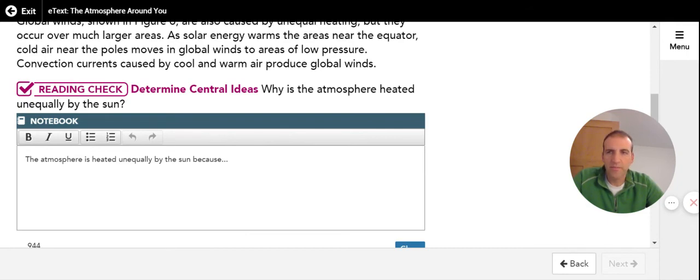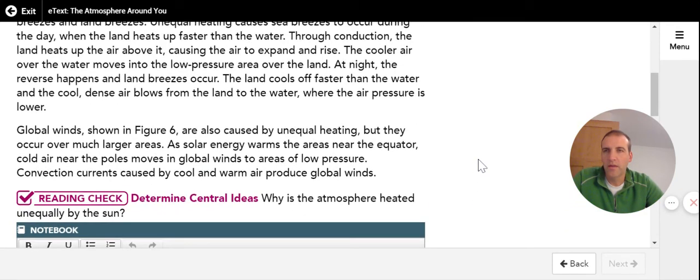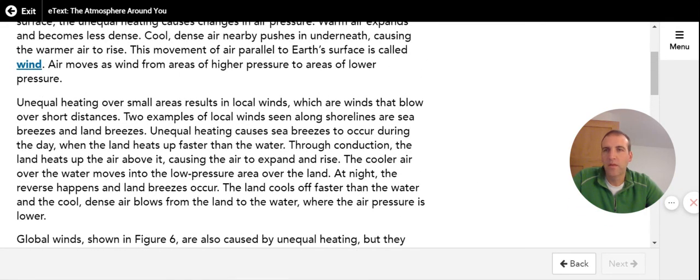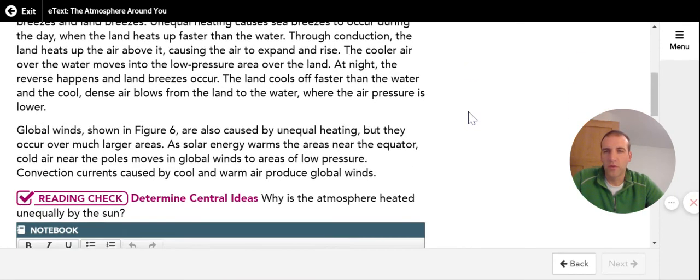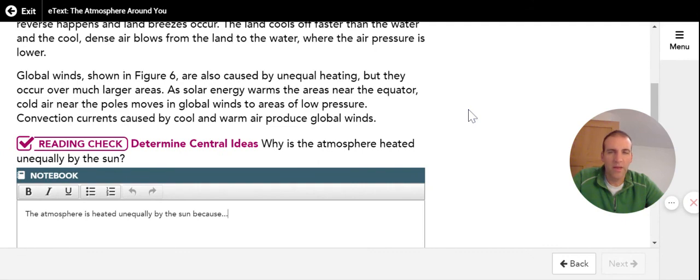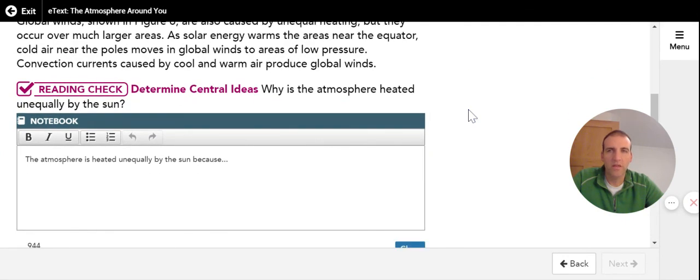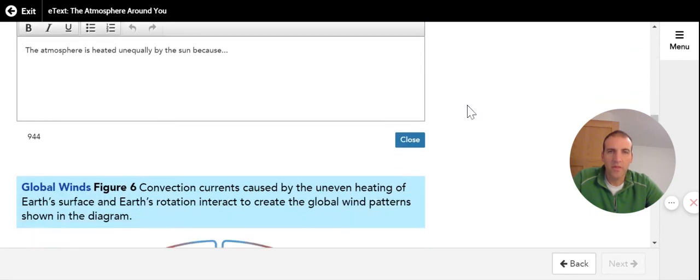It should start something like this: The atmosphere is heated unequally by the sun because... If you look back a couple of paragraphs, one of the paragraphs does start with unequal heating in the first sentence. That would be a good place for you to look for your answer to the question asking why the atmosphere is unequally heated by the sun.